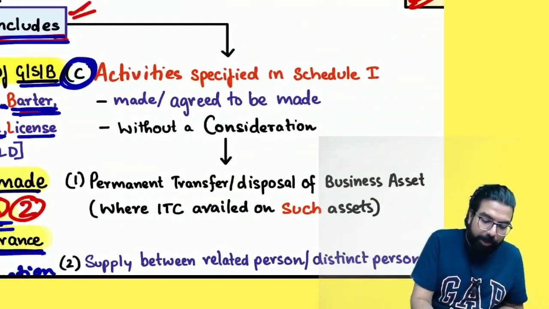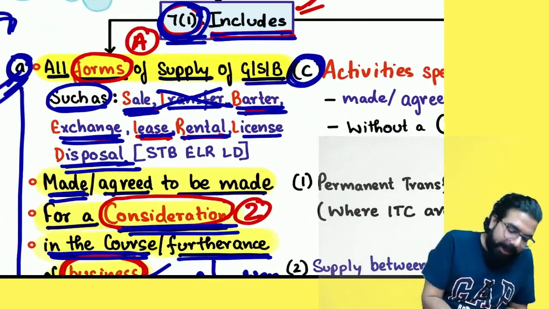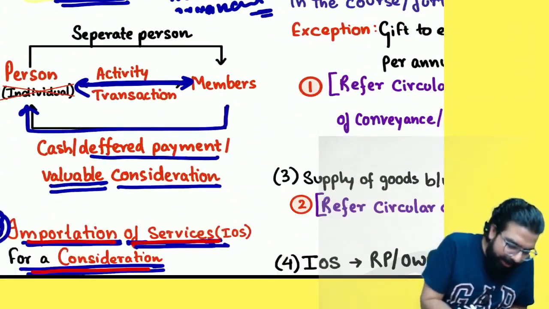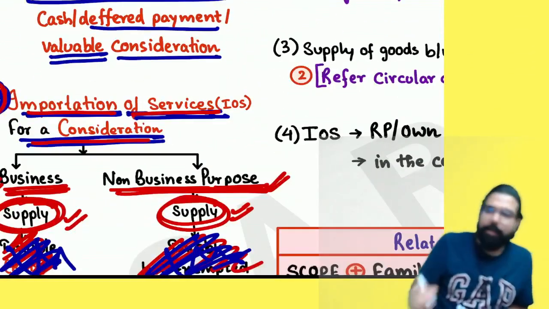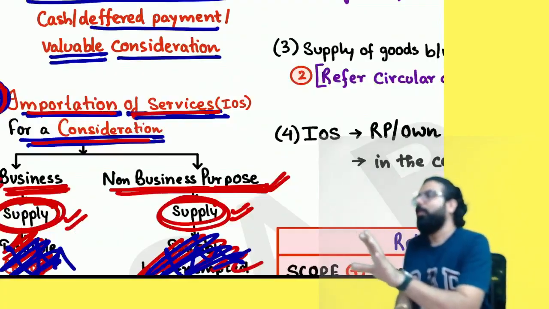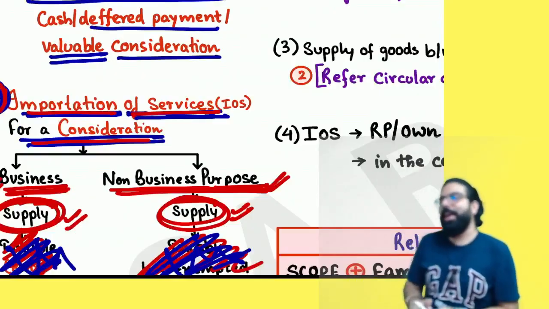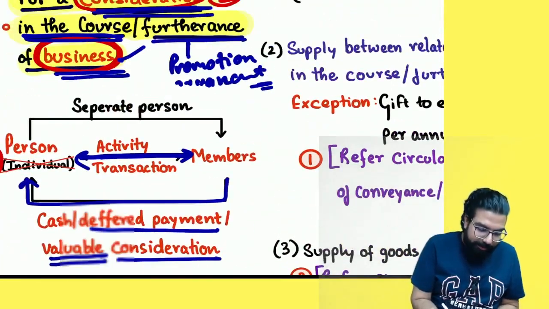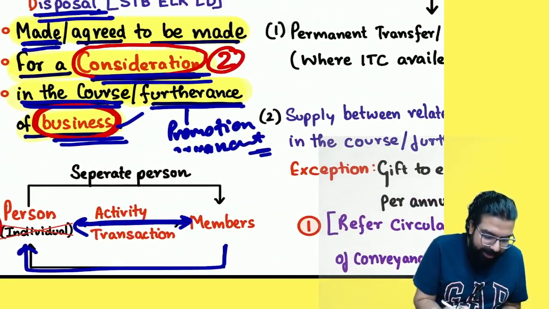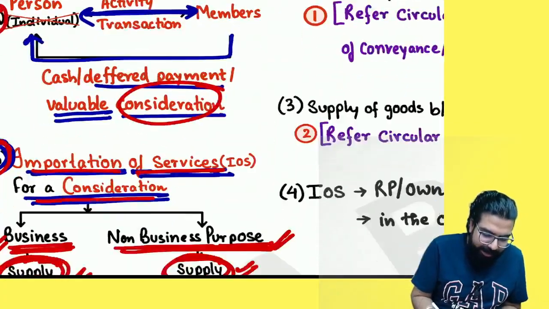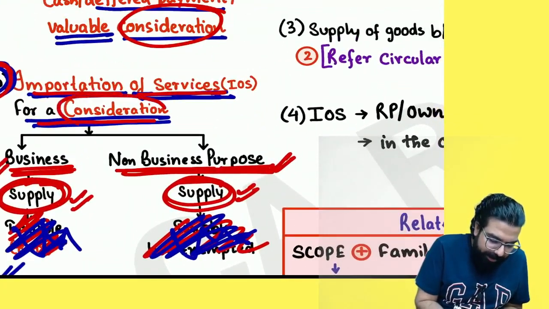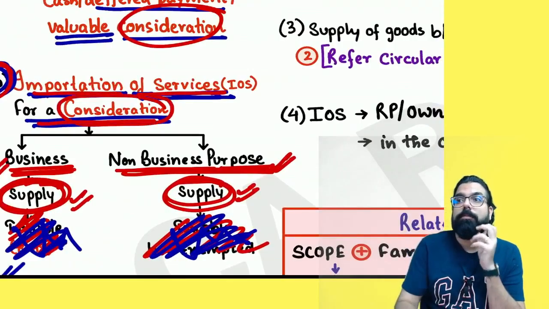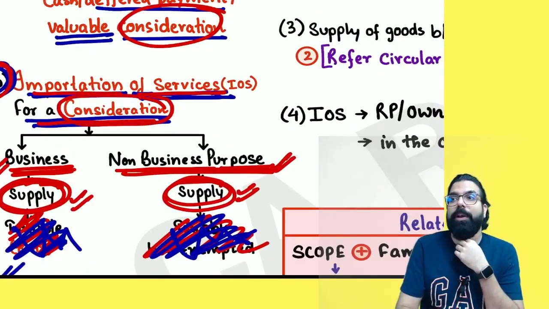We'll continue. Tell me one thing. In A and B, what was common? What was common? Consideration, consideration, consideration. Do you guys agree? Now, quickly do, Baba, quickly do.